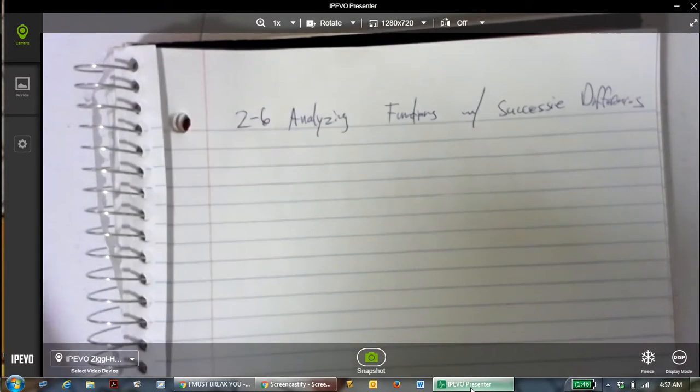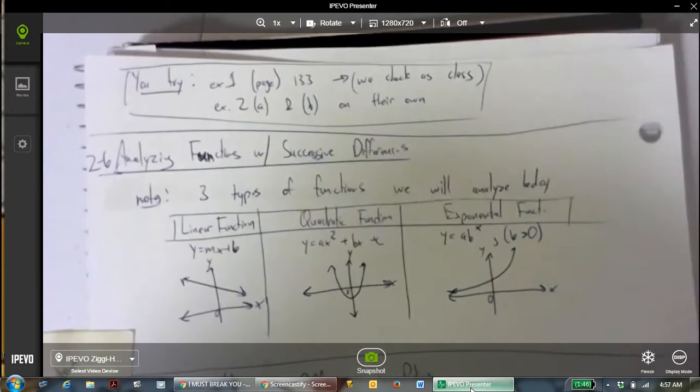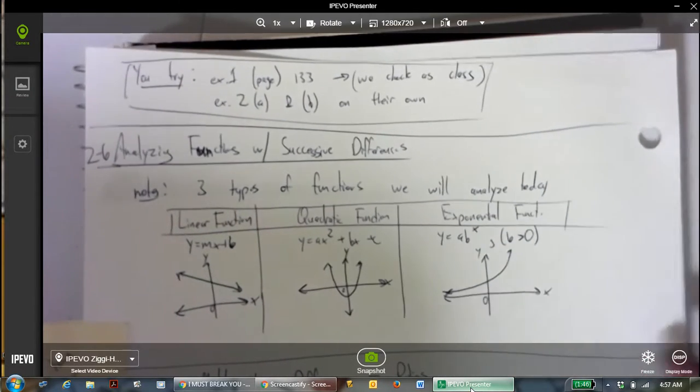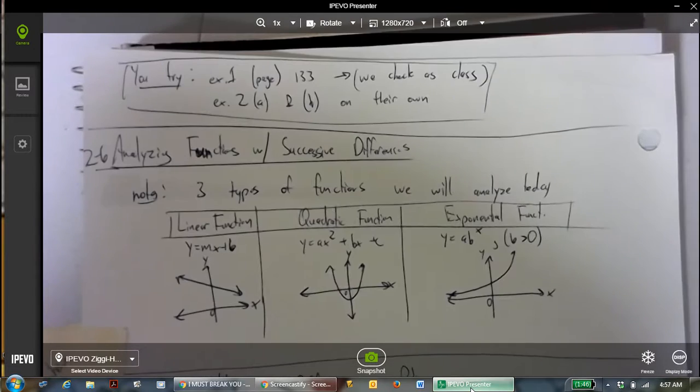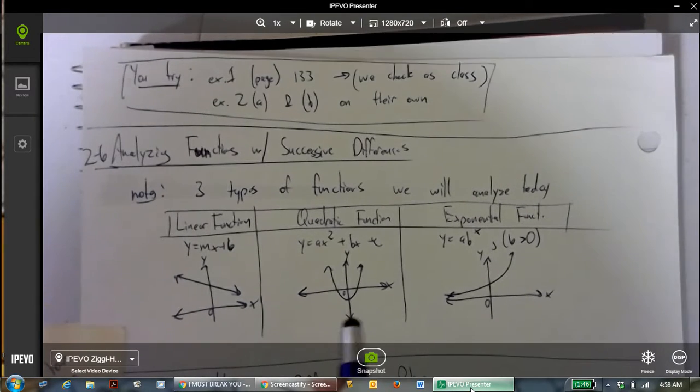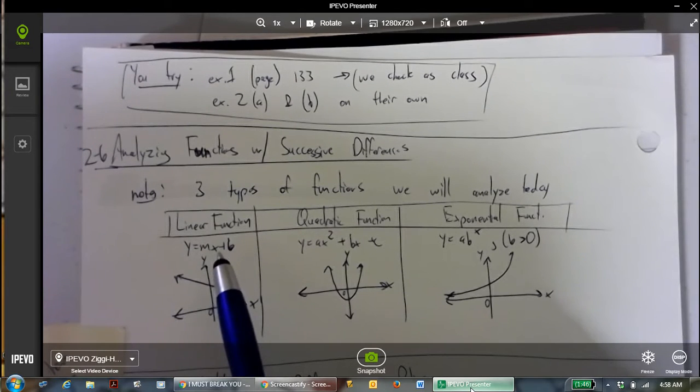I'm just going to help you guys out with a chapter that we didn't really get to go over in class. If you remember, we were going over 2-6, analyzing functions with successive differences, and we're looking at three different types of functions. First, a linear function. This is basically just a general line. This is the general equation for it: y equals mx plus b.